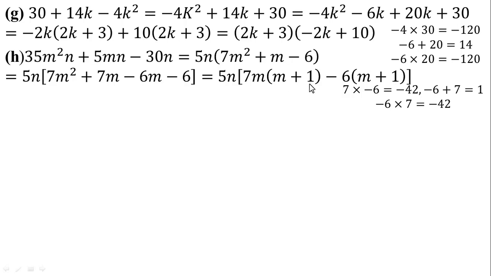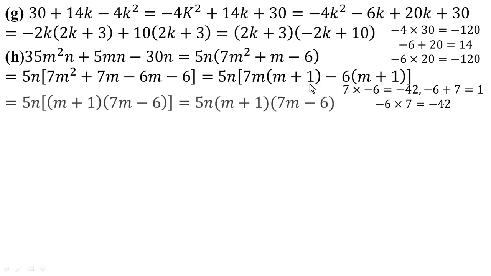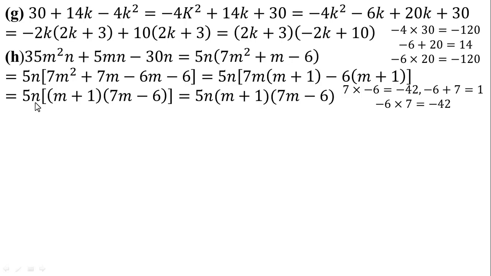M plus 1 and m plus 1, both values are common, then 5n into m plus 1 into 7m minus 6. Now the final answer is 5n into m plus 1 into 7m minus 6.